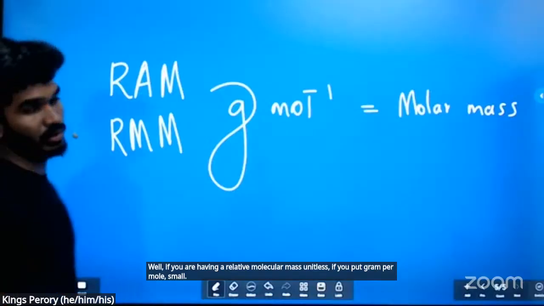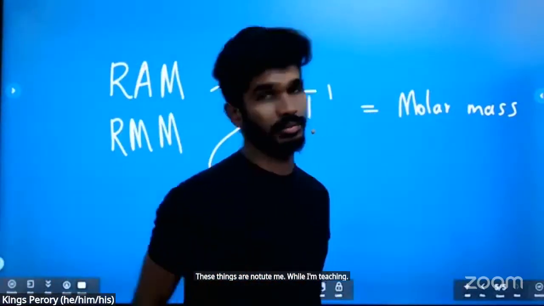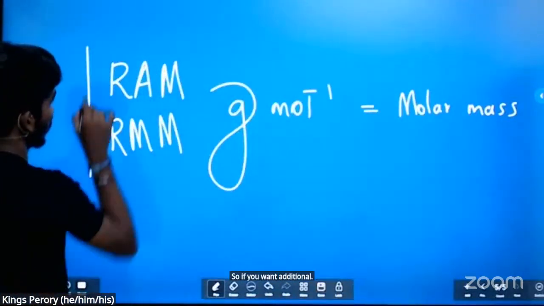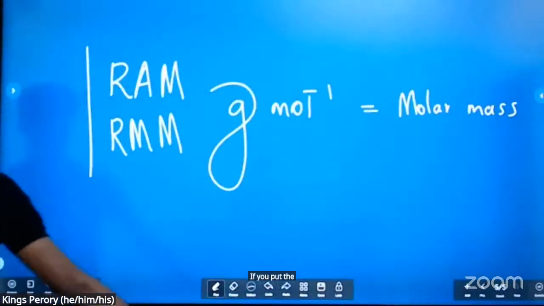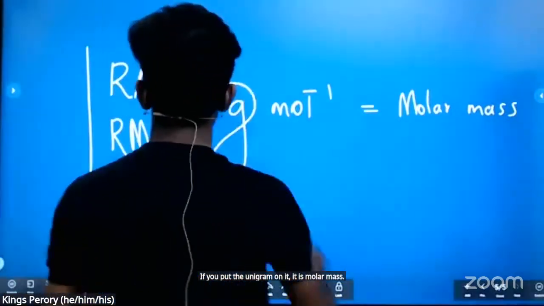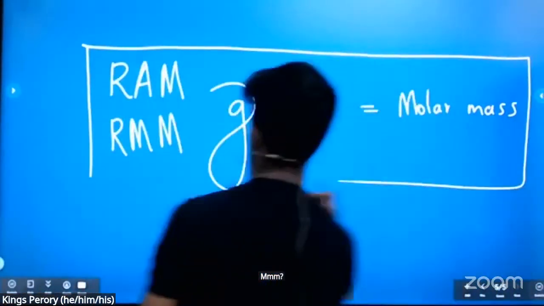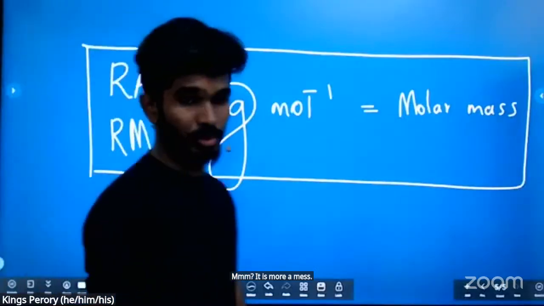These things are not there in the tute. While I'm teaching, I'm telling as I go. So if you want, you can additionally write and keep: relative atomic mass and relative molecular mass are unitless. If you put the unit gram per mole, it is molar mass.